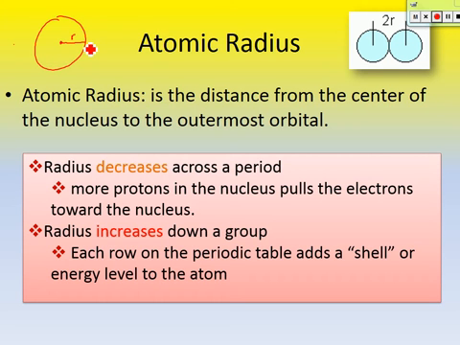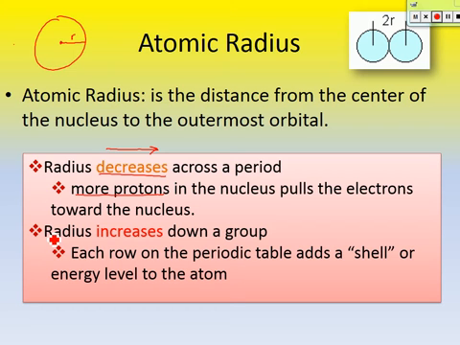Okay, here's the trend. You're supposed to write it down. Radius decreases across the group. So as you go from left to right, it decreases. How come? Well, when you move across the group, you're adding protons. More protons in the nucleus pulls those electrons tighter. So it pulls them in so you get a smaller radius.